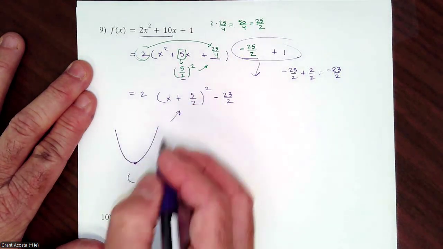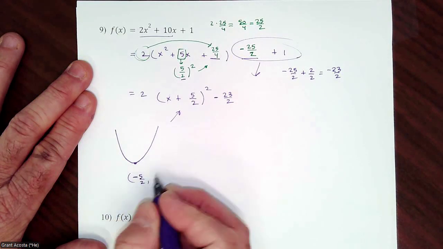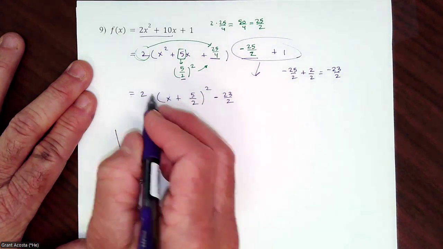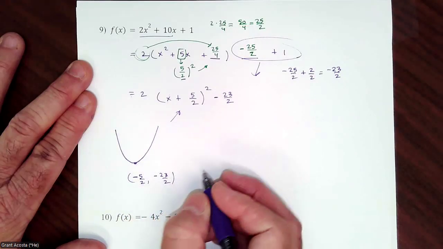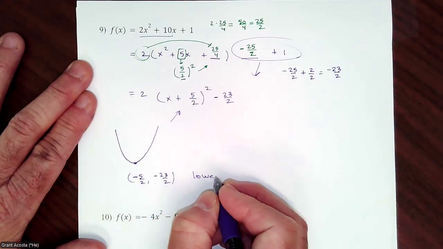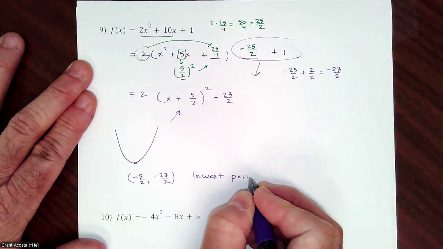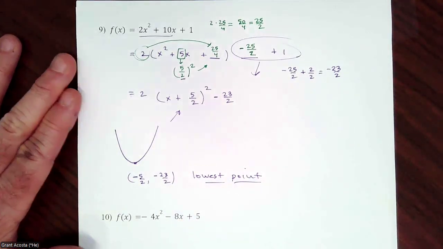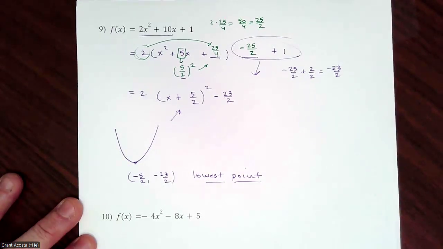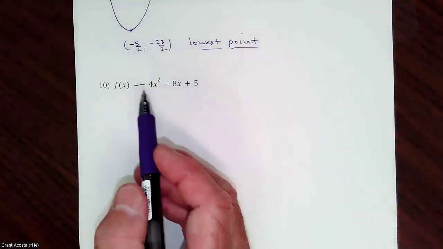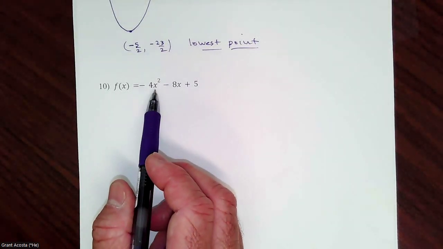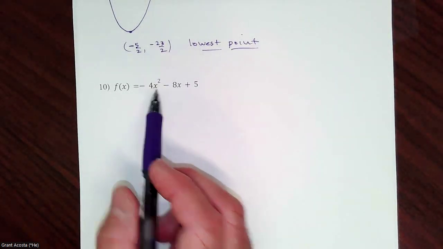What makes this 0? Negative 5/2. Once x is negative 5/2, I'm just going to be left with this, negative 23/2. That's my vertex, and this would be a lowest point. If you feel like you're getting a hang of this, maybe pause the video and try to complete the square for this parabola.